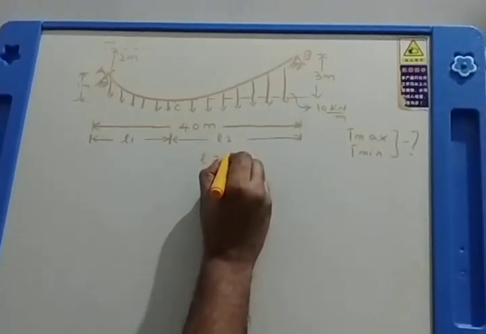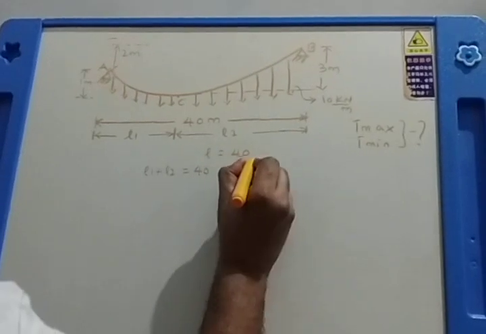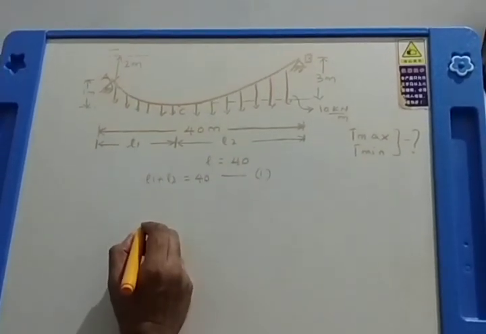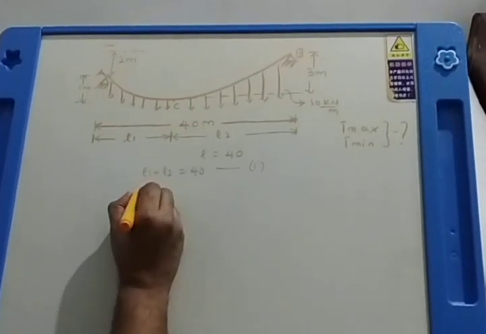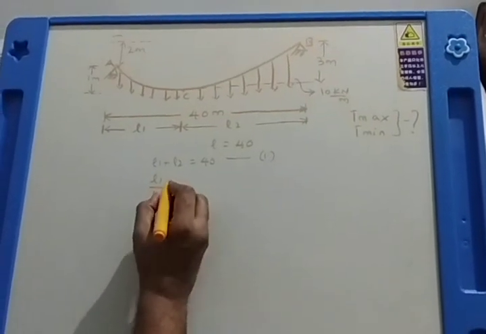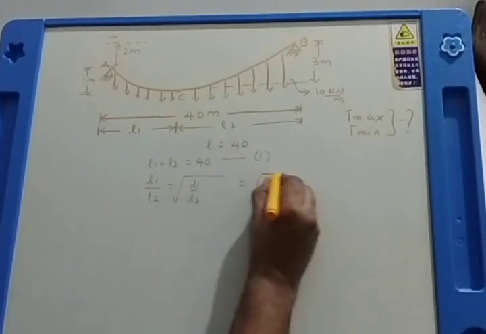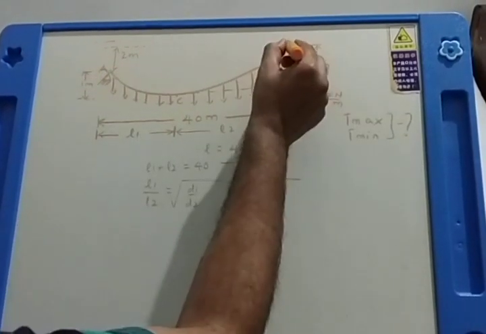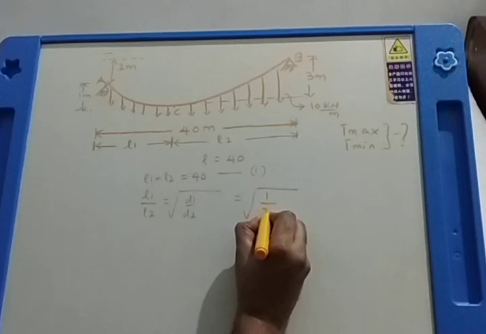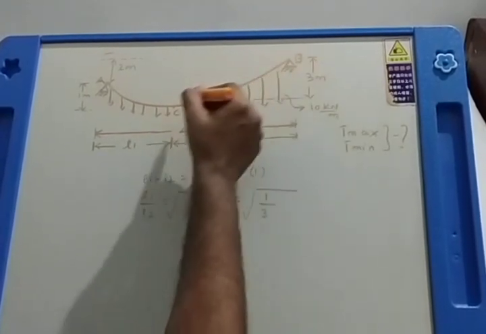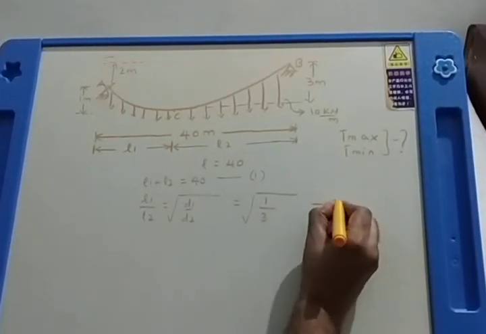Now the span of the cable is 40, so L1 plus L2 is equal to 40. Let us call this equation 1, similar to what we had done in case of arches. Then there is another equation in case of cables also, similar to that of arches: L1 upon L2 is equal to root of D1 upon D2. D1 is the dip of A, D2 is the dip of B. The vertical distance between B and C is D2, and the vertical distance between A and C is D1. Let us call this equation 2.